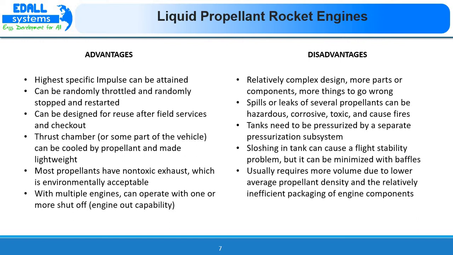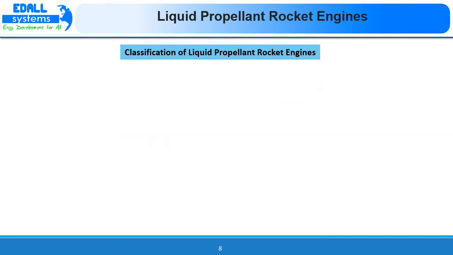But the problem is that the tanks which we are using for propellant storing, to pressurize those we need a separate pressurization subsystem. Then sloshing in the tank can cause a flight stability problem, which can be minimized with baffles. So these are the advantages and disadvantages for liquid propellant rocket engines. Now we will see the classification of liquid propellant rocket engines.